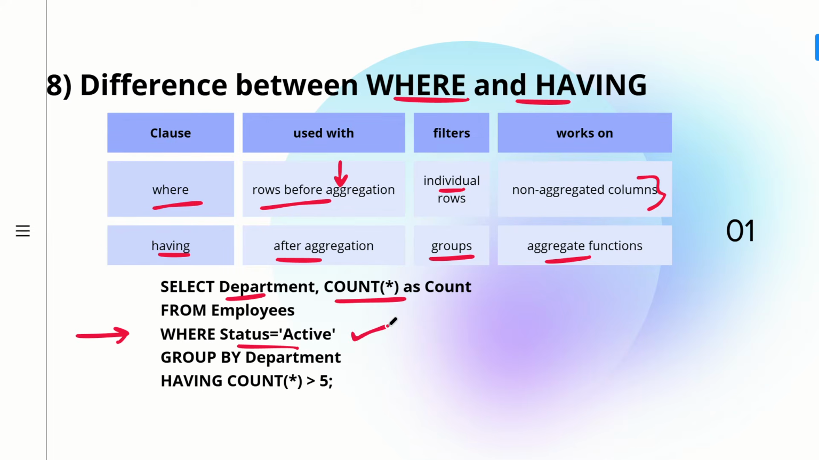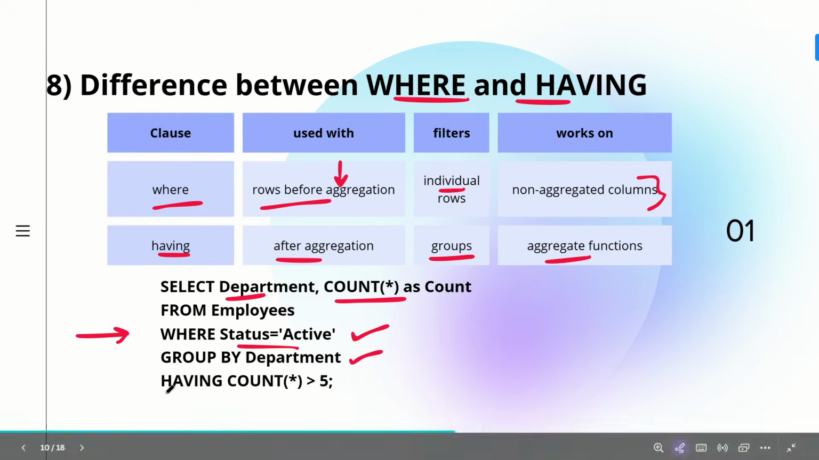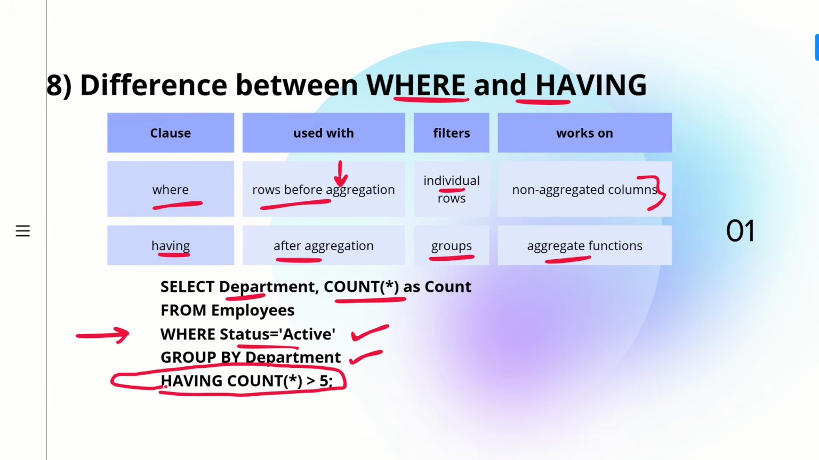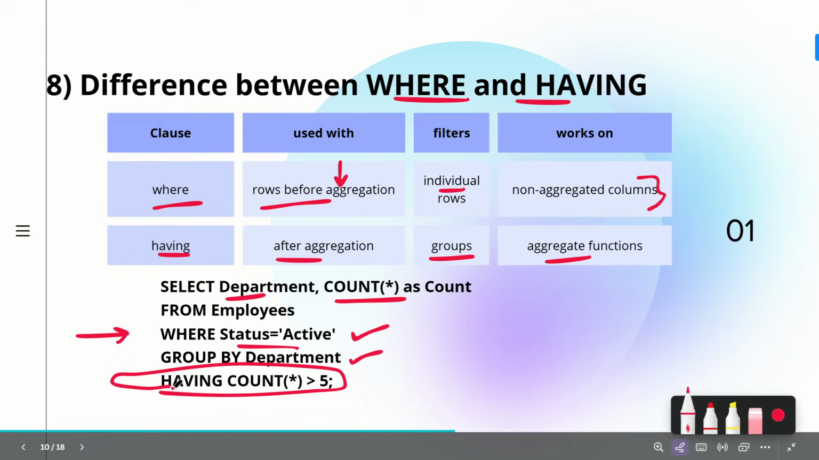So how many departments are there and what are the departments, from the employees table where status is active, and then we are doing the group by department. We also want to make sure that the count of those departments is more than 5, at least 5 employees should be working in that department. So that is what we have written here. With group by we have done aggregation and we have written the having after aggregation.